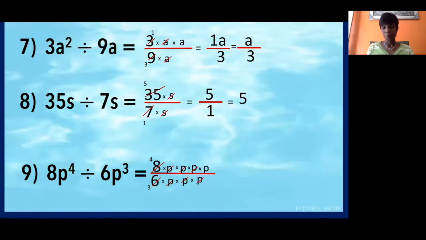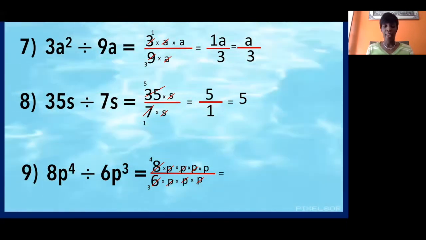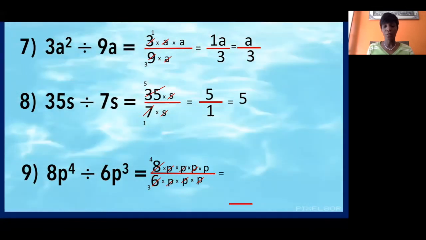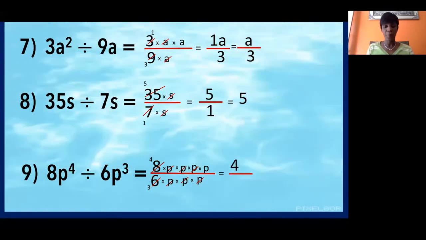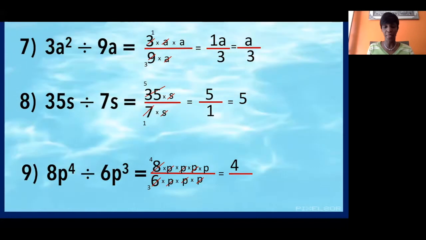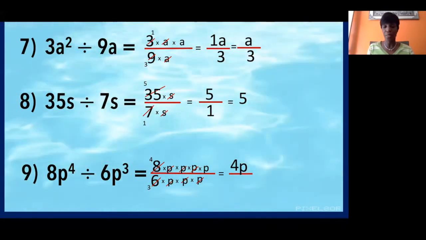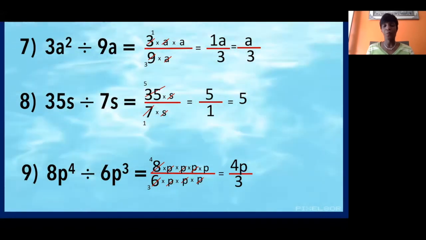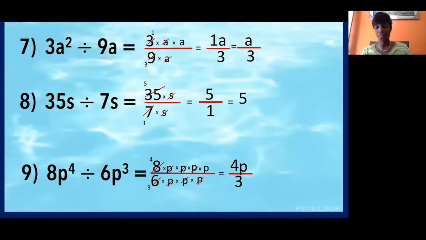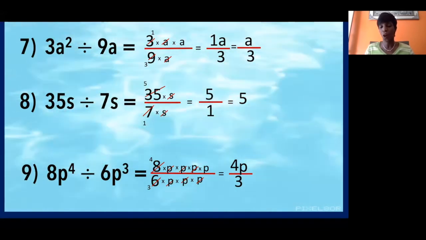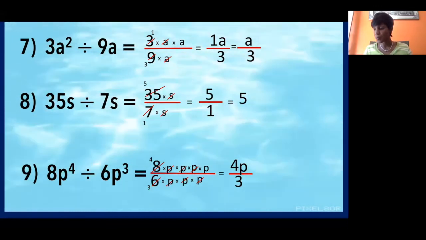Okay. Now, what do we have left? Let's look at our whole number. So we have a 4. Do we have any p left? Yes, we have 1 p, so we bring that at the top. What about at the bottom? What do we have left at the bottom? We have 3. No p's are left, so that will be our answer. Nothing else. That cannot go any further, so our answer is 4p divided by 3.